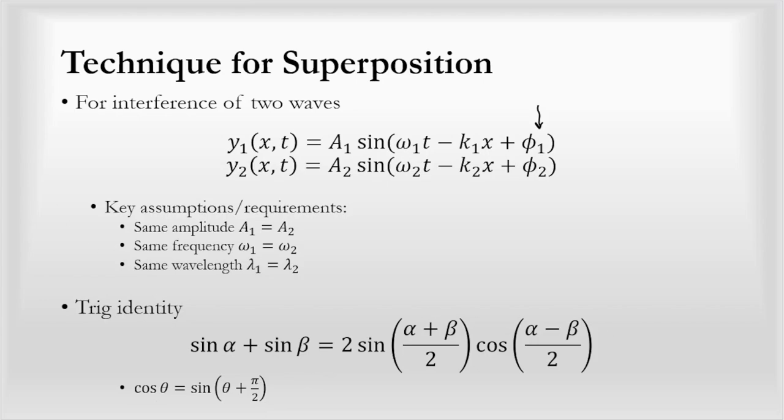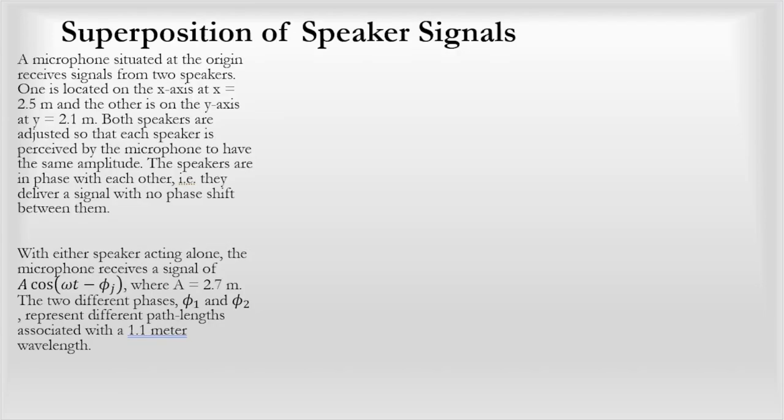So I picked out a problem. This is the problem superposition of speaker signals. A microphone situated at the origin receives signals from 2 speakers. One is located on the x-axis at x equals 2.5 meters, and the other is on the y-axis at y equals 2.1 meters. Both speakers are adjusted so that each speaker, as perceived by the microphone, has the same amplitude. So that follows our assumption that I talked about in the previous slide.